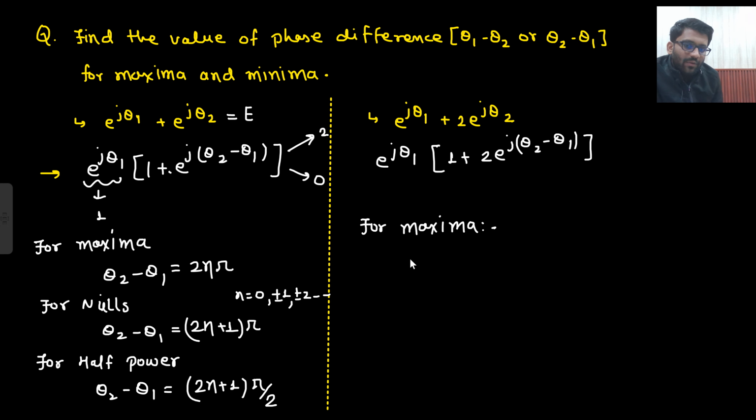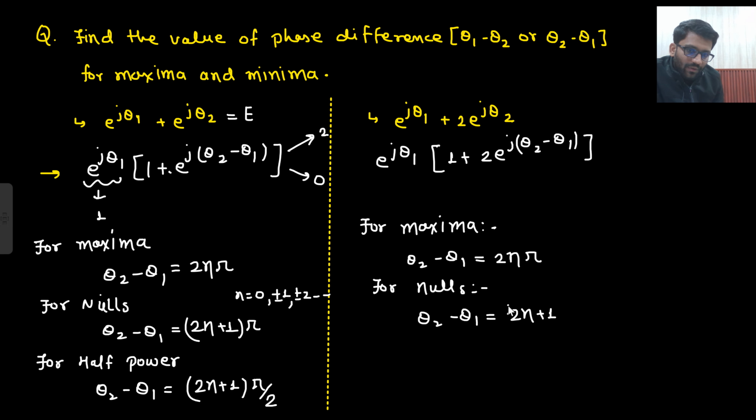For maxima the condition would be that theta 2 minus theta 1 should be equal to 2n pi. For nulls, what would be the condition? That theta 2 minus theta 1 should be an odd multiple of pi. Here it should be an even multiple, here it should be an odd multiple of pi.